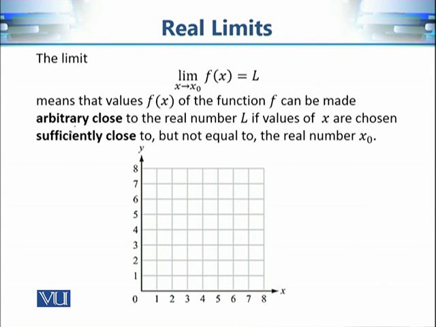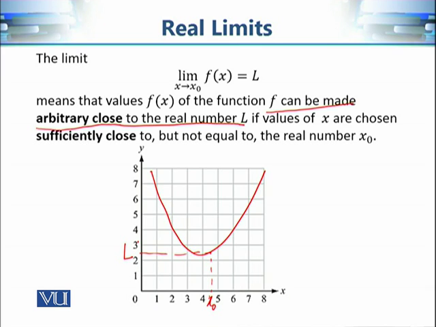Now let's have a look at the definition again. It says that the function f can be made arbitrarily close to the real number L if the values are chosen sufficiently close to x naught. Now what does this word arbitrary mean? If we claim that the limit of the function at a point, let's say x naught, is the number L, then we are claiming that the functional values are getting closer and closer to this number L. Now the question is, how close? The answer should be they are arbitrarily close, or in other words, as close as we want.